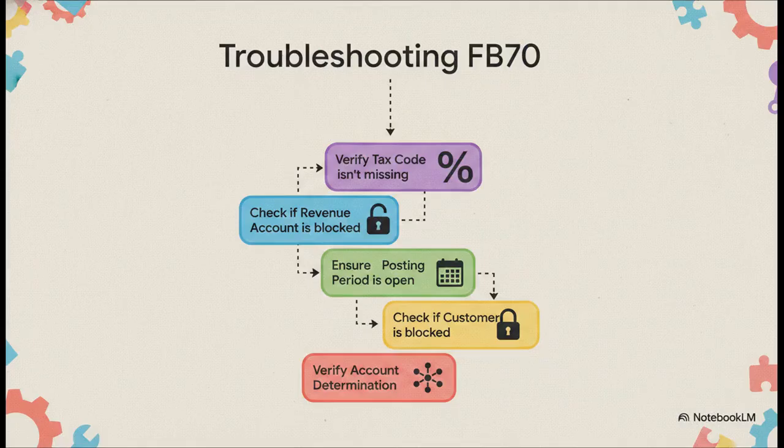You'll want to systematically walk them through your checks. Start by verifying the tax procedure. Make sure the tax code isn't missing or just flat out misconfigured with the wrong percentage. But don't stop there. Check for other really common hiccups. Is the revenue or expense account somehow blocked? Is the posting period actually open in OB52? What about the vendor or customer master record? Is that blocked? Or maybe account determination is incomplete.